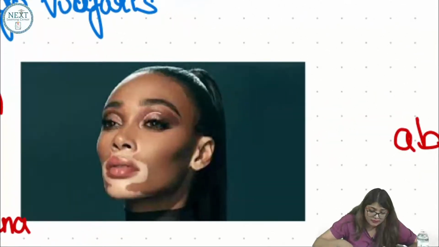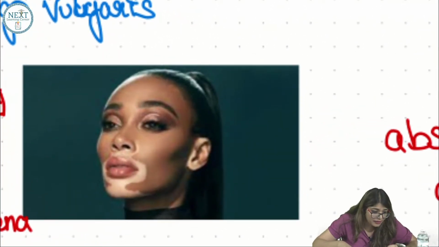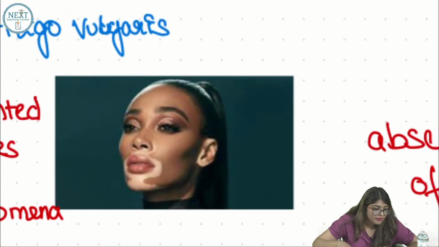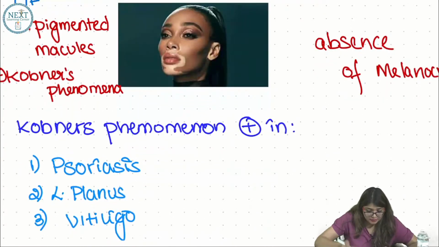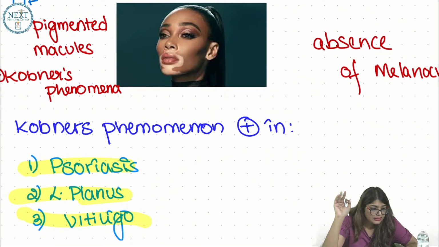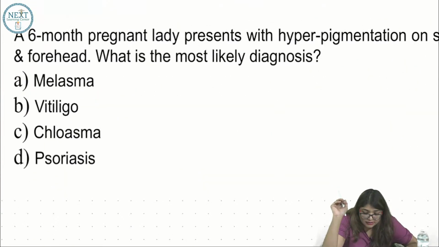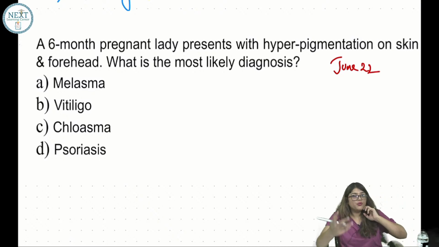What about this one? You know what this is? This is your vitiligo. Again, a hypopigmentary lesion. What about this one? I just told you Koppner's phenomena is seen in 3 diseases. Now tell me the answer of this. This was asked in June 2022. So you have seen the pattern.